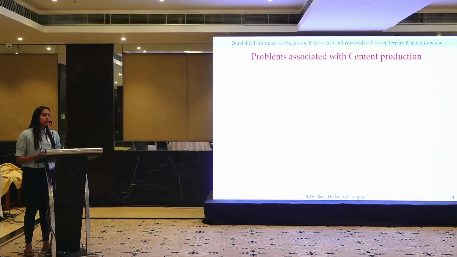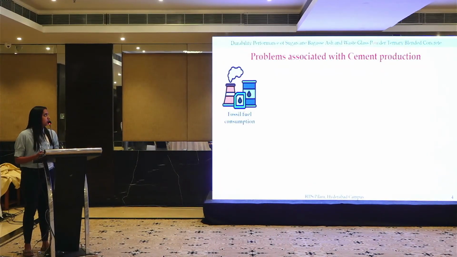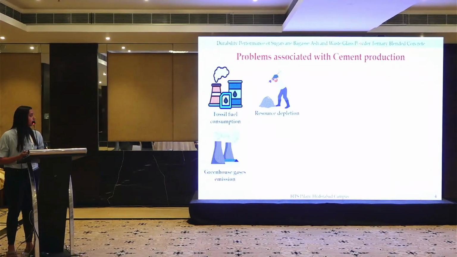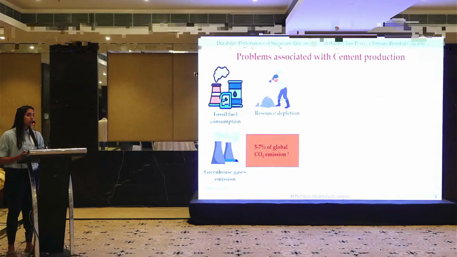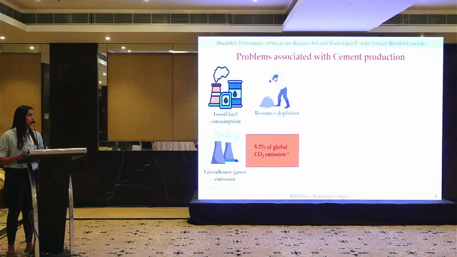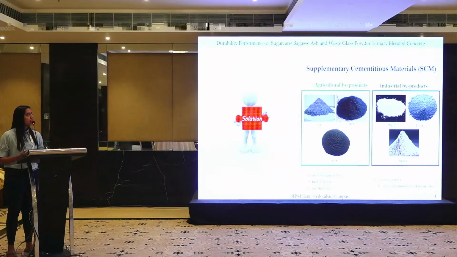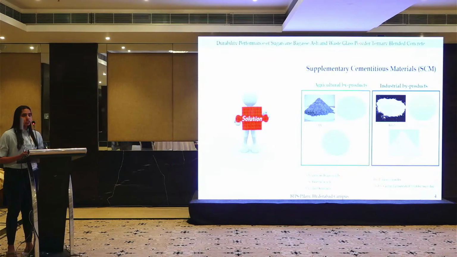What is the problem associated with cement production? It mainly consumes fossil fuel, and causes resource depletion and greenhouse gas emission, and it has been reported that 5 to 7% of emission is from cement manufacturing. So what is the solution for this? We can adopt supplementary cementitious materials, which we can broadly classify into agricultural byproducts as well as industrial byproducts. Among these, we are concentrating on bagasse ash and waste glass powder.